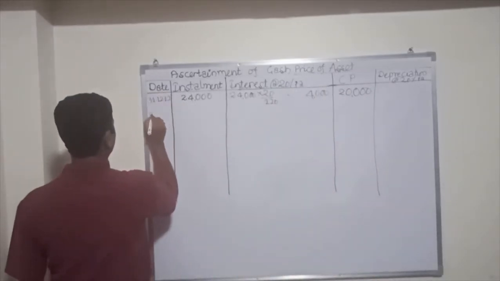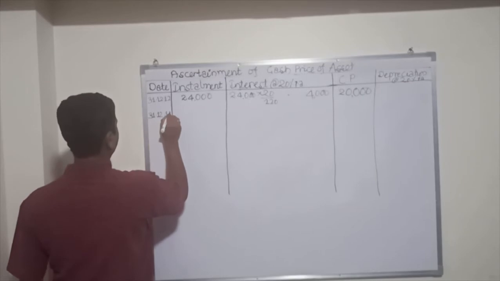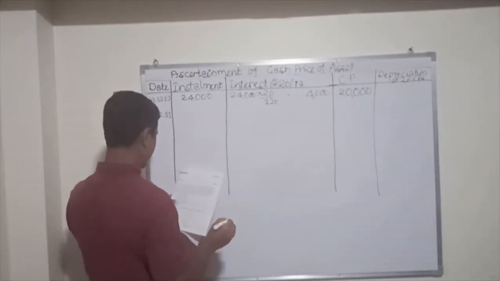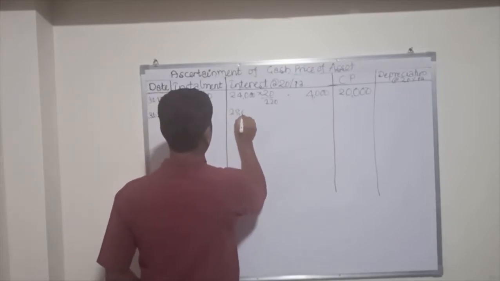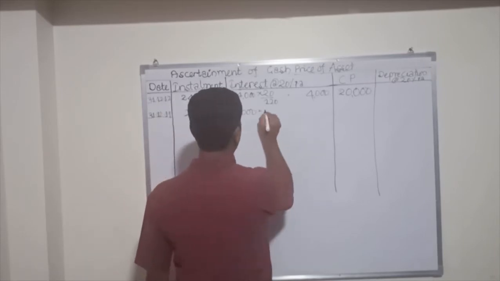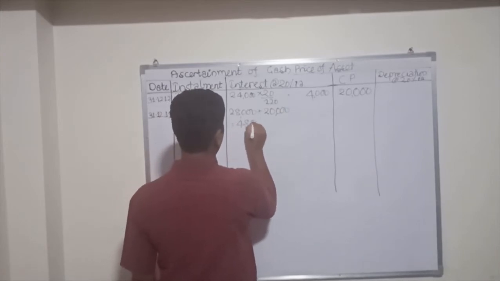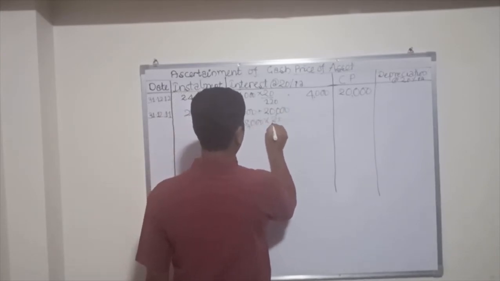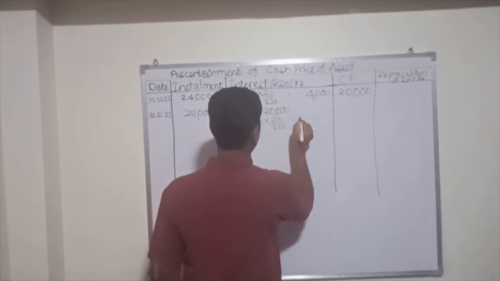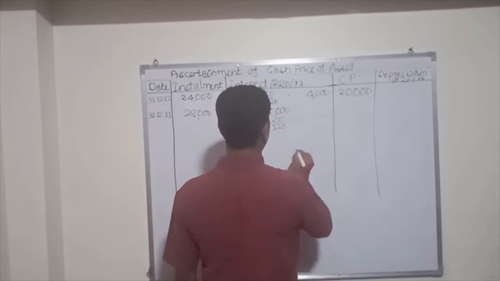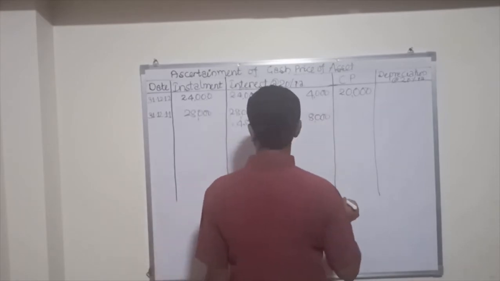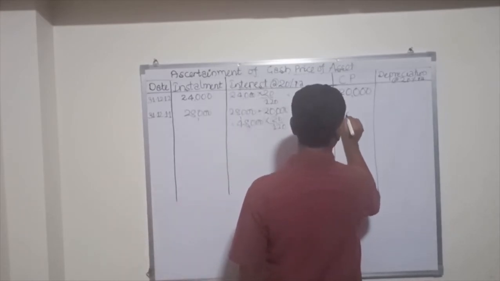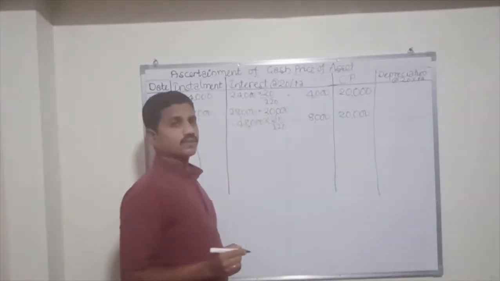Then the second installment is due on 31st/12/2011. Installment is 28,000. So this 28,000 plus 20,000, so 48,000. So 48,000 into 20 divided by 120, which comes to 8,000. So 8,000 when it is subtracted from 28,000 here, the cash price is 20,000, right?